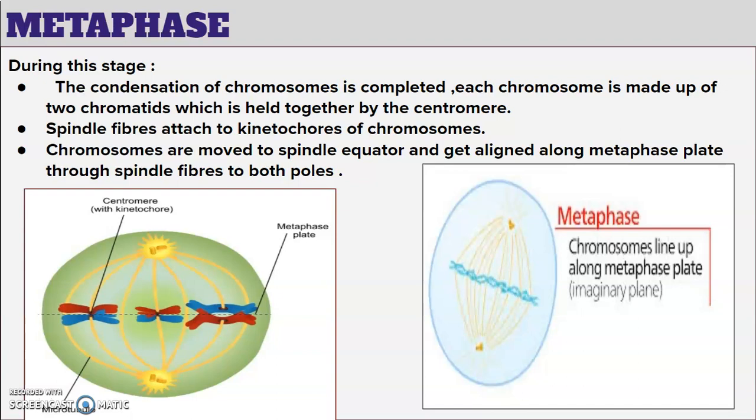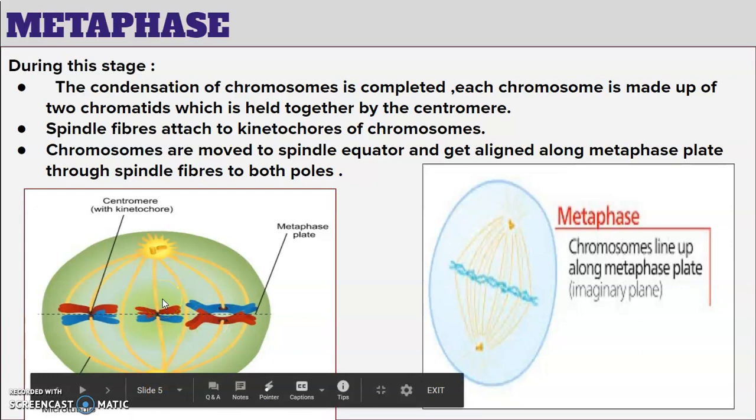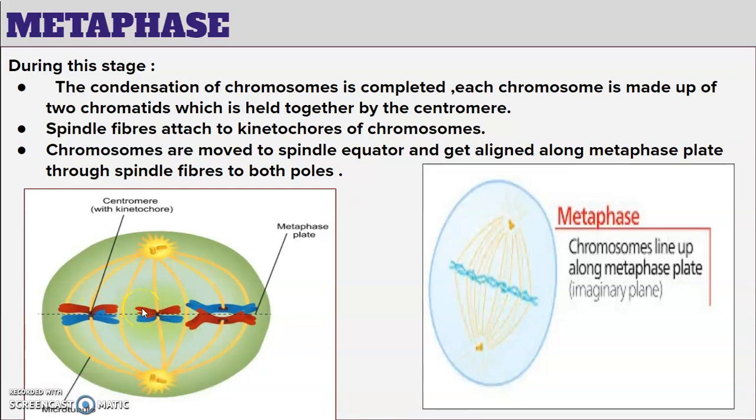Children, you have learned each chromosome consists of two chromatids which are held together by the centromere. On either side of the centromere, there are disc-like structures which are called kinetochore. So, on the kinetochore, the spindle fibers get attached. Now, these chromosomes move towards the spindle equator, and they align along the metaphase plate through the spindle fibers to both the poles.